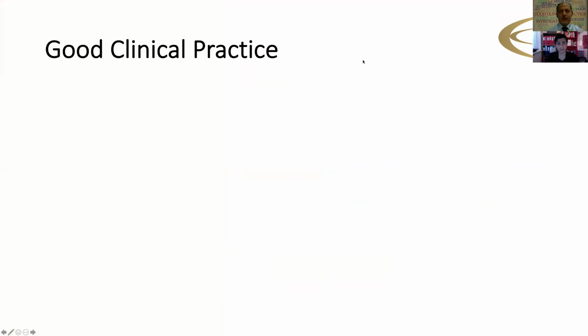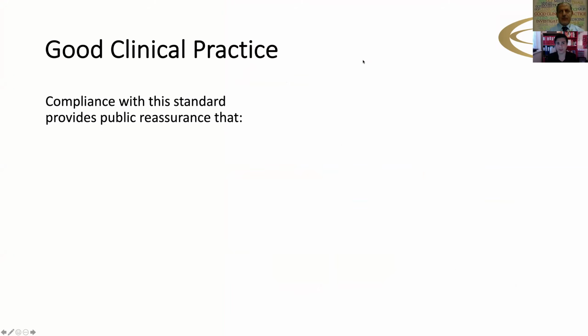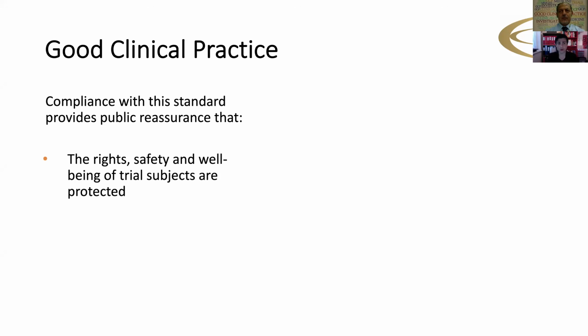So we have this, but what is the purpose of it? What will good clinical practice actually achieve? If we follow an ethical scientific standard, what are we trying to do? Well, it's simple. We are trying to achieve two things whenever we do any type of research. If we follow good clinical practice, we will ensure that the rights, safety, and well-being of clinical trial subjects are protected. So ethics: putting the subjects first, protecting the subjects in a clinical trial, protecting the subjects in research.